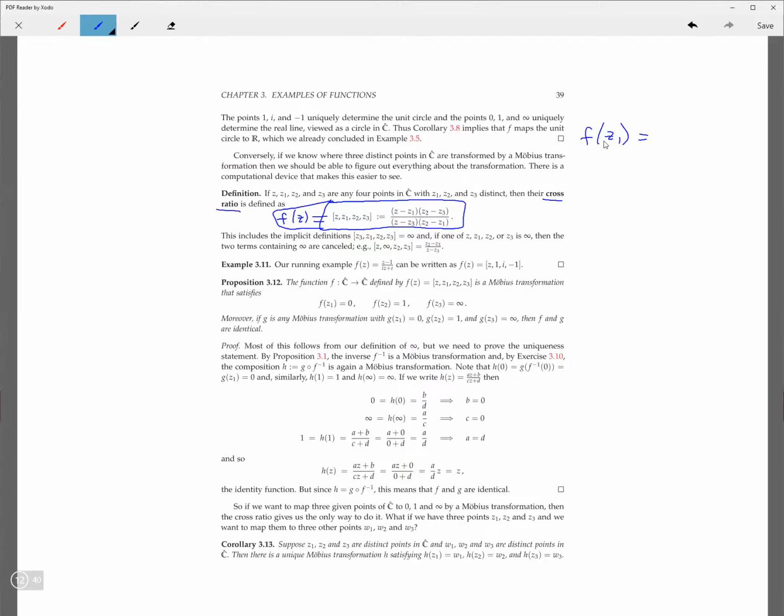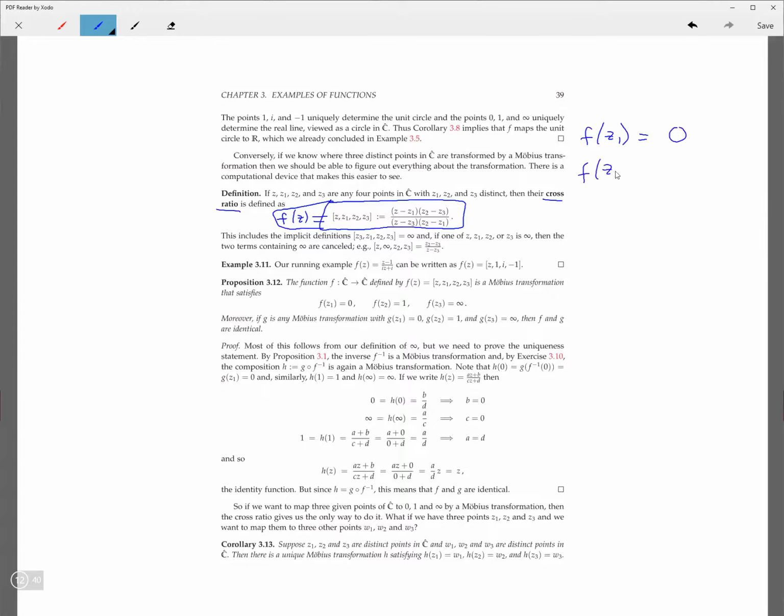So if you plug in z1 into this expression, then what are you going to get? You're plugging in a z1 here and a z1 there. What's that? You get 0, right? Because that's z1 minus z1 up right there. That's going to be 0.